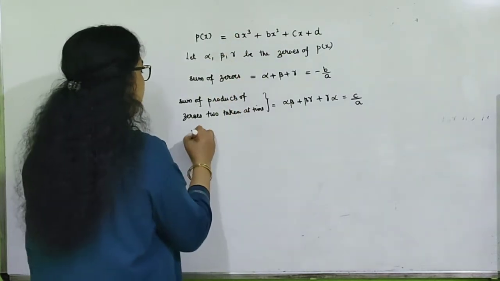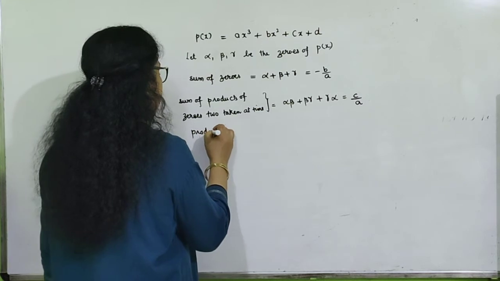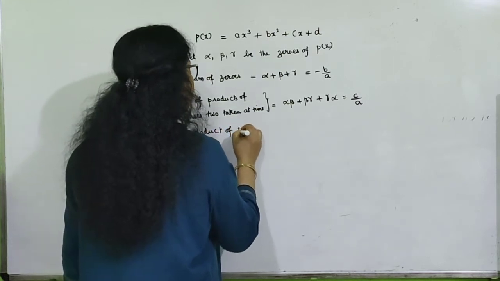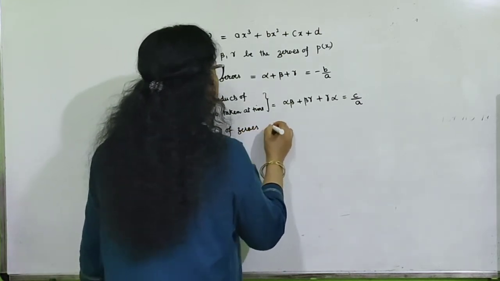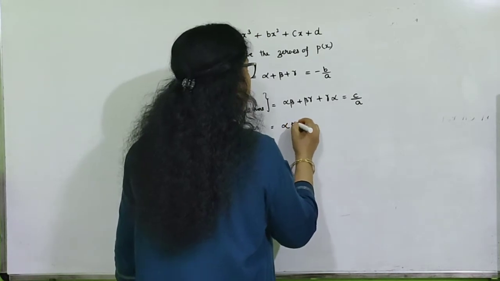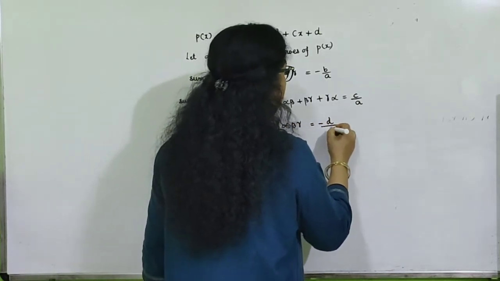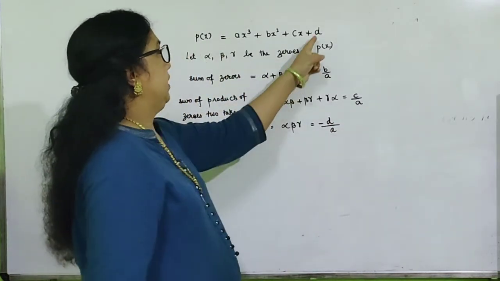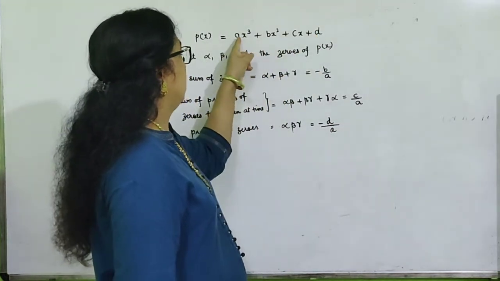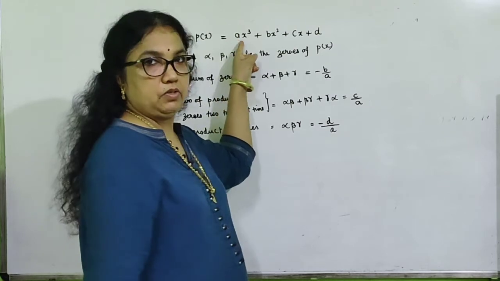Next is the product of zeros. Product of zeros, that is alpha beta gamma, equals minus d upon a. That is, minus the constant term upon the coefficient of x cube.